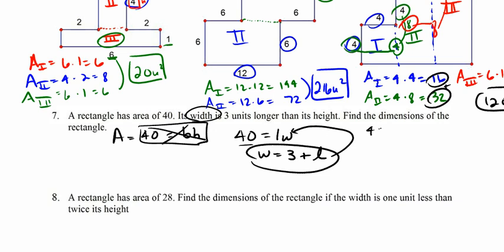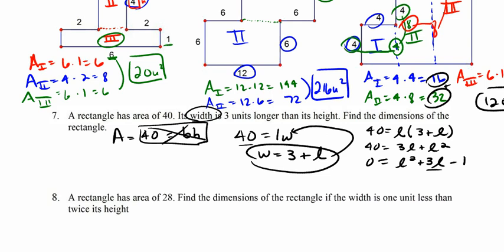So that gives me 40 equals L times 3 plus L, or 40 equals 3L plus L squared. Now that's a quadratic, and the way we solve quadratics is to get everybody on one side, 0 on the other, and then we like it if the square term comes first, the first degree terms come second, and the constant comes last. Now if we can, it's usually easier to factor.